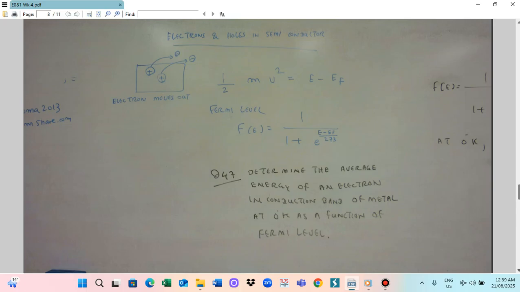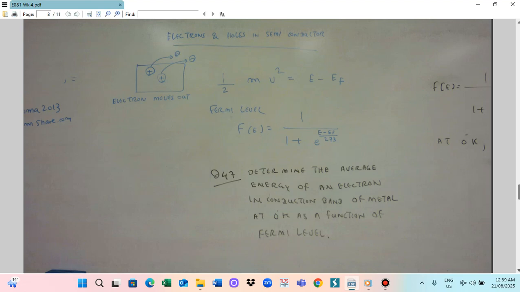In this problem, when the electron receives excess energy, it will move out, so the kinetic energy can be calculated as E minus EF, where EF is the Fermi level. The Fermi function is 1 divided by 1 plus e power (E minus EF) divided by 273. The problem is to determine the average energy of the electron in the conduction band of the metal at 0 degrees Kelvin as a function of the Fermi level.